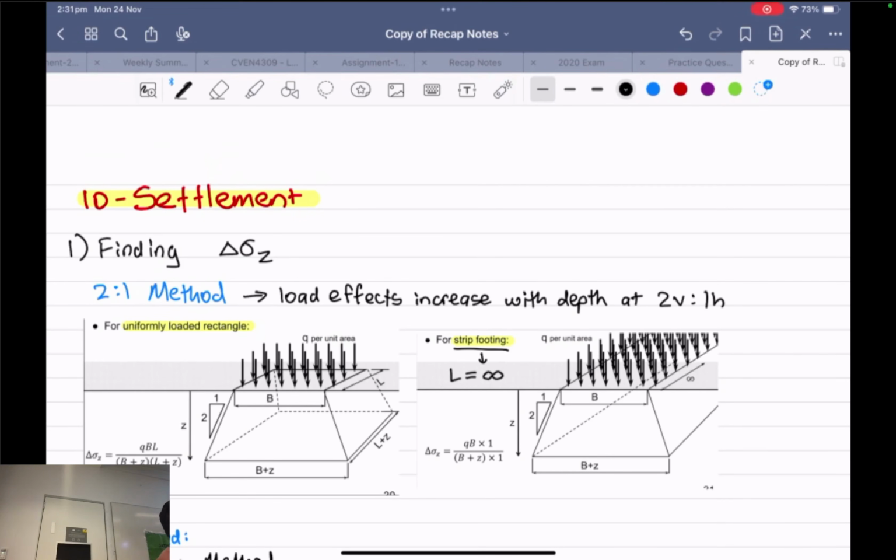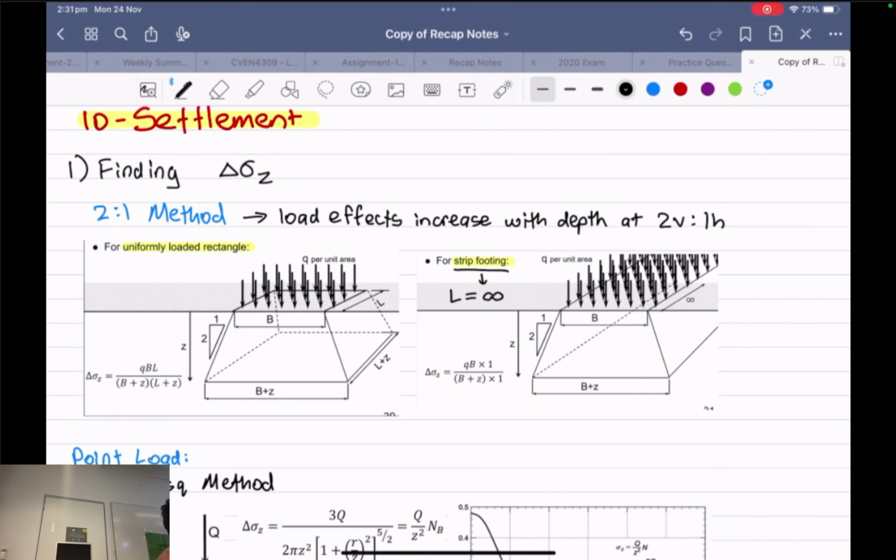And there's multiple methods to do this. One of the common methods is the 2-to-1 method. So this one is pretty much saying the load effects increase with depth at a ratio of 2 to 1, 2 vertical to 1 horizontal. And you use this formula for uniformly loaded rectangles and this formula for strip footings.